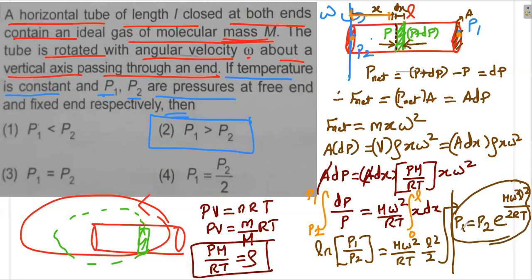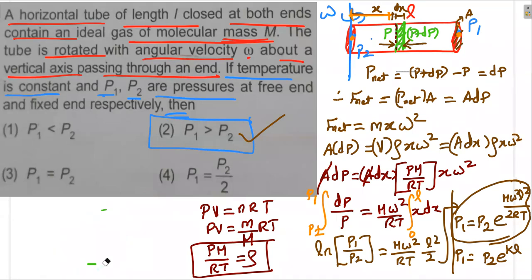Okay, and as you can see, P1 is greater because it's e power plus. You can write it as some constant. So P1 is equal to P2 e power some KL. So P1 is greater than P2 by an exponential factor. But we already saw that P1 is greater than P2 is the answer. If you want the exact value, this is the full derivation.